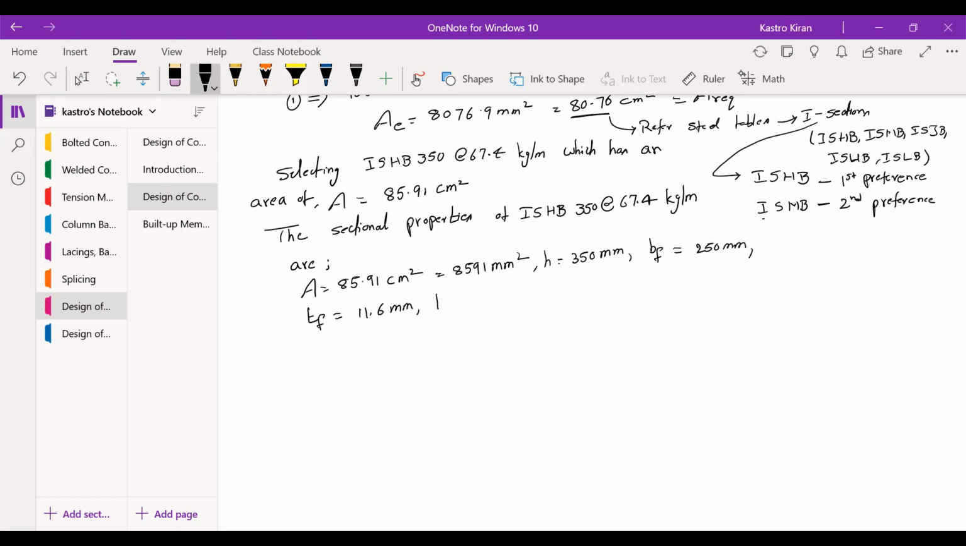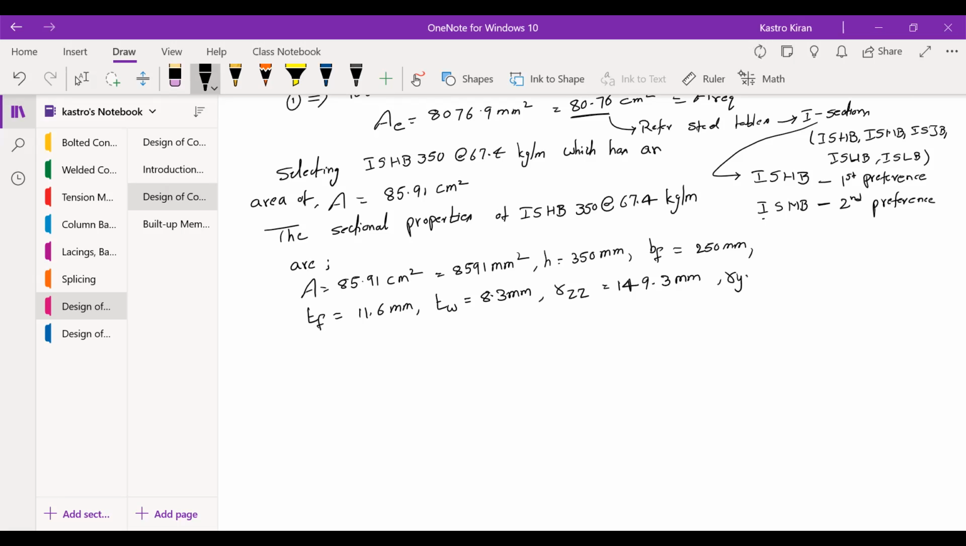So let's write tw equals 8.3 mm. And we'll also write rzz, that is radius of gyration along the zz axis, which is also called rxx. Remember, don't confuse between rzz and rxx. They both are the same. And here also the rzz value will be in centimeters, so I'm converting into mm directly.